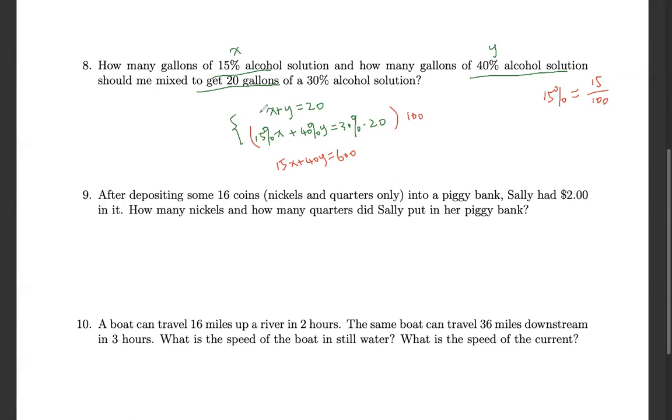So for the first equation, maybe let's multiply by 15. Actually, see this equation, we can simplify by 5, right? If we divide by 5, 15 divided by 5, we get 3x. 40 divided by 5, we get 8y. 600 divided by 5, what do we get? We get 120, right? Yes.